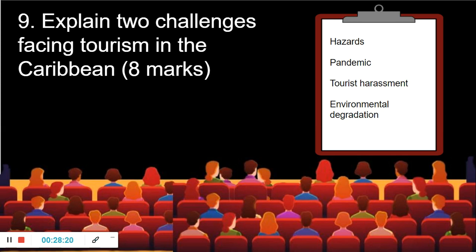Right? Again, something similar is environmental degradation based on some of the activities that we carry on with. We might be destroying our natural environment. And remember, our natural environment is a part of what attracts tourists to our country. All right. So you could talk about any of those things. You could also talk about tourist harassment and how that negatively impacts the tourist industry.